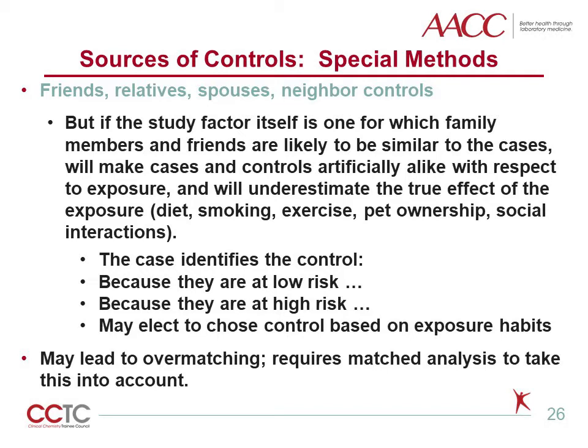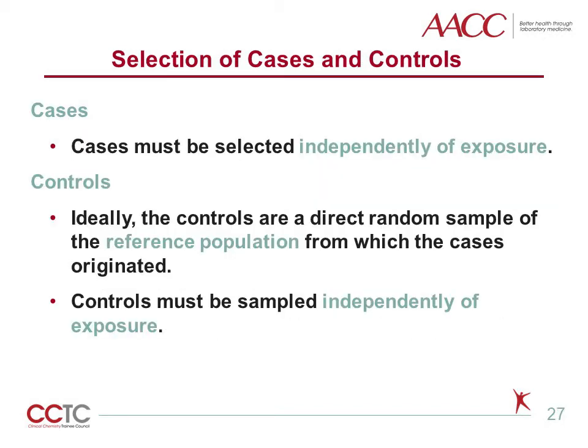So if the case identifies the control, they actually may identify someone specifically because they might say, well, I have the disease, but my friend has the same risk factors I do and they don't, so pick them. Or my friend has absolutely no risk factors at all, so let's see what it would have been if we did that. Or has lots of risk factors. So they may elect to choose the control based on their exposure habits. That's going to lead to overmatching and absolutely require a matched analysis to take that into account.